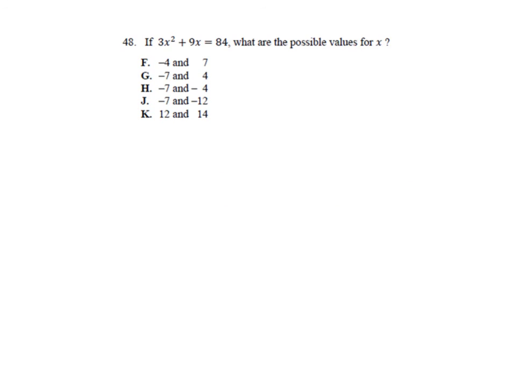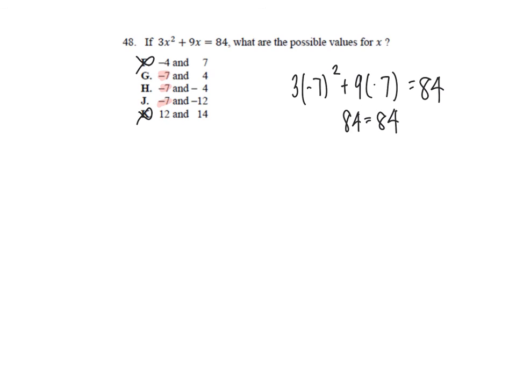The final example says, if 3x squared plus 9x equals 84, what are possible values for x? When looking at your answer options, I see negative 7 and 3 different answers. So I'm going to start with that to see if that's an answer option, because if not, that's going to eliminate a lot of our choices. You just plug those in and see if it equals 84 when you type it into the calculator. When I type it in, I do get 84. So I just eliminated F and K as choices.